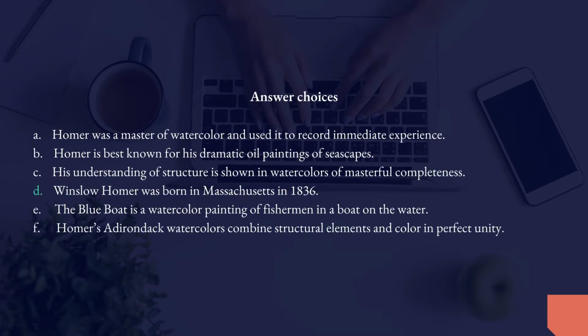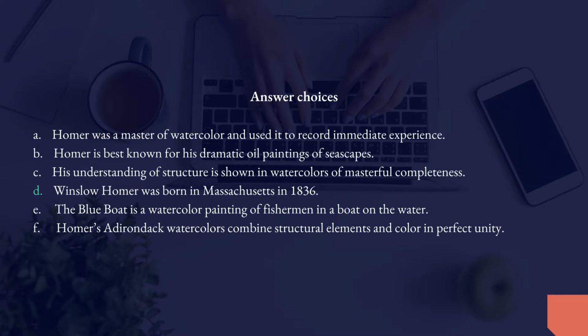D, W.H. was born in Massachusetts in 1836. Fellows, this is important. We are not looking for details. We don't care about details. Here, we don't care whether he was born in Massachusetts. We don't care whether he was born in 1836 or 1990. That's not the point. We are looking for main ideas. So I don't even need to check D. This gives extra detail. These cannot be the main point of the passage.